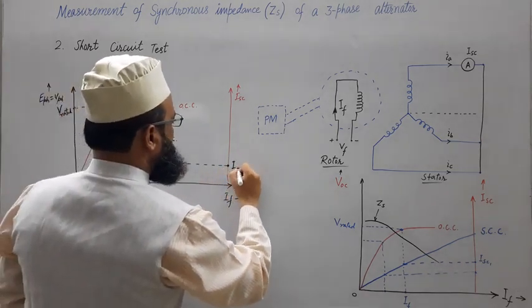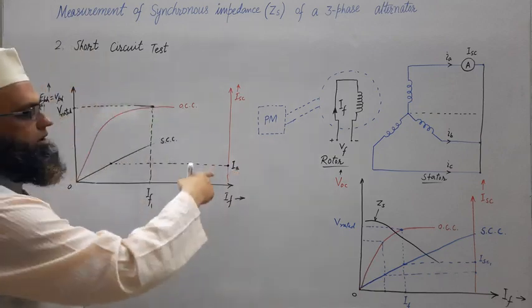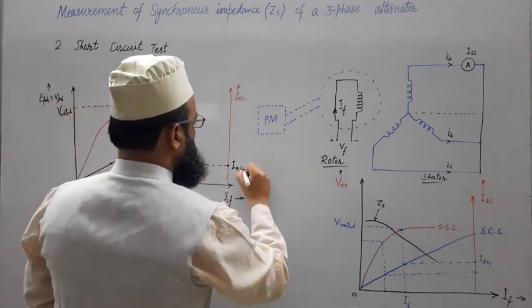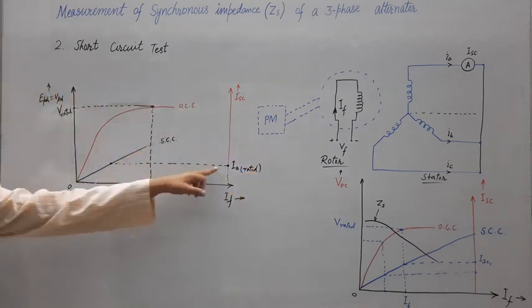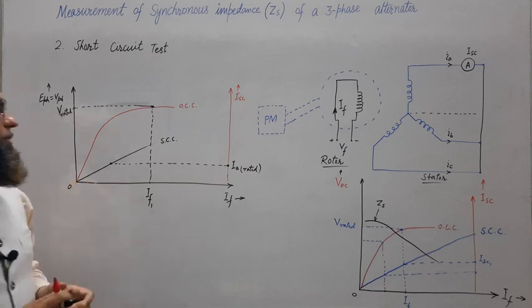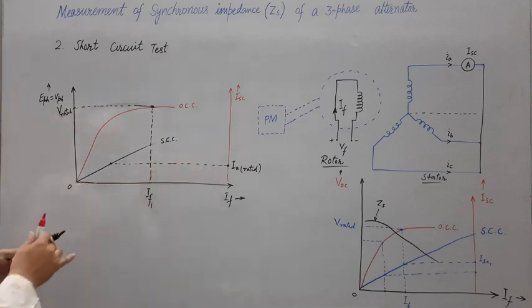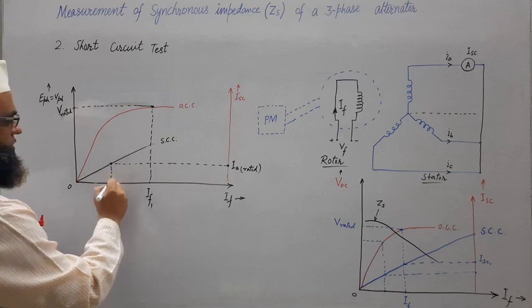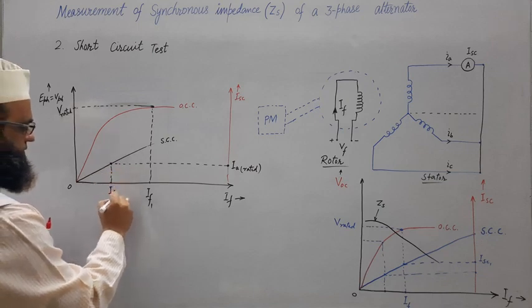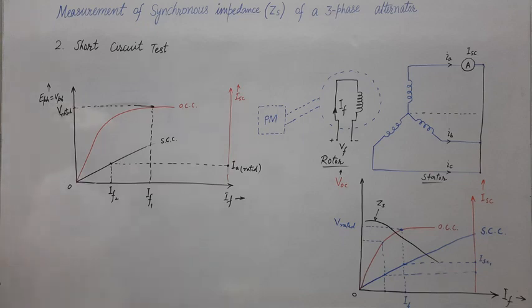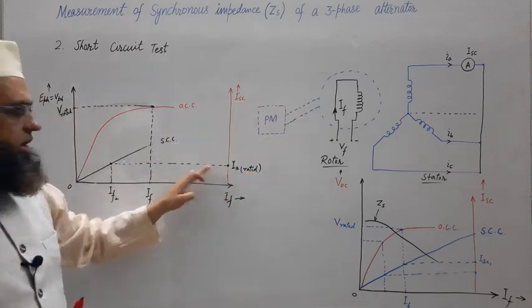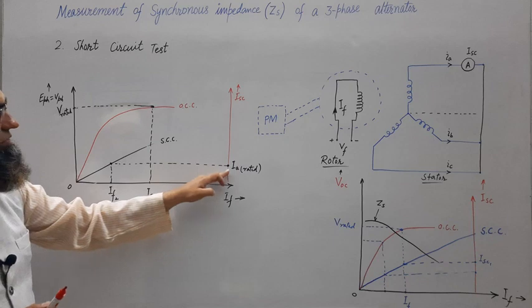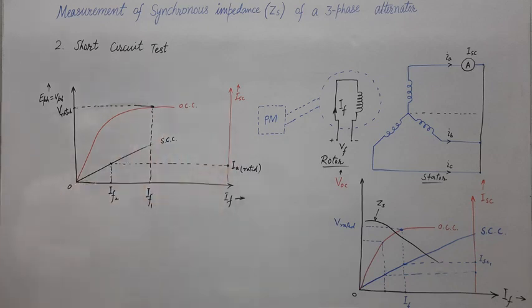This is the short circuit current corresponding to rated armature current. Under short circuit test, we will get one point which gives the field current corresponding to rated armature current. If field current is lesser than this, then we will get armature current, current in the armature winding, lesser than rated. If we further increase field current, then we will get higher on this. Fine.